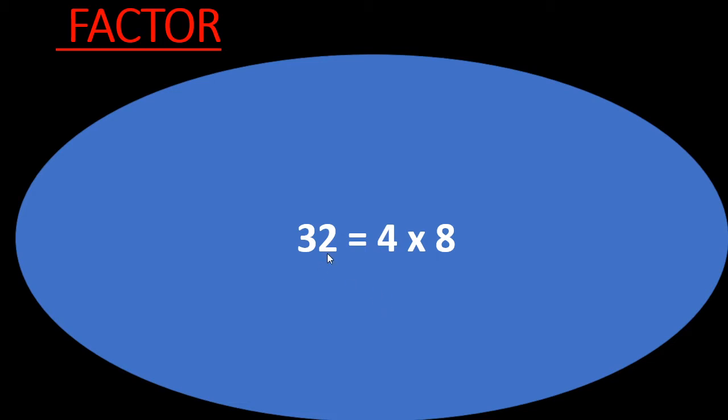I just bring this expression to inform you that there are numbers that can evenly divide 32, and those numbers are called factors of 32. I just considered 4 and 8. So 4 can evenly divide 32 and 8 can evenly divide 32. Then 32 is a multiple of 4 and 8, but the reverse is true: 4 and 8 are factors of 32. So let's proceed to the factor theorem.